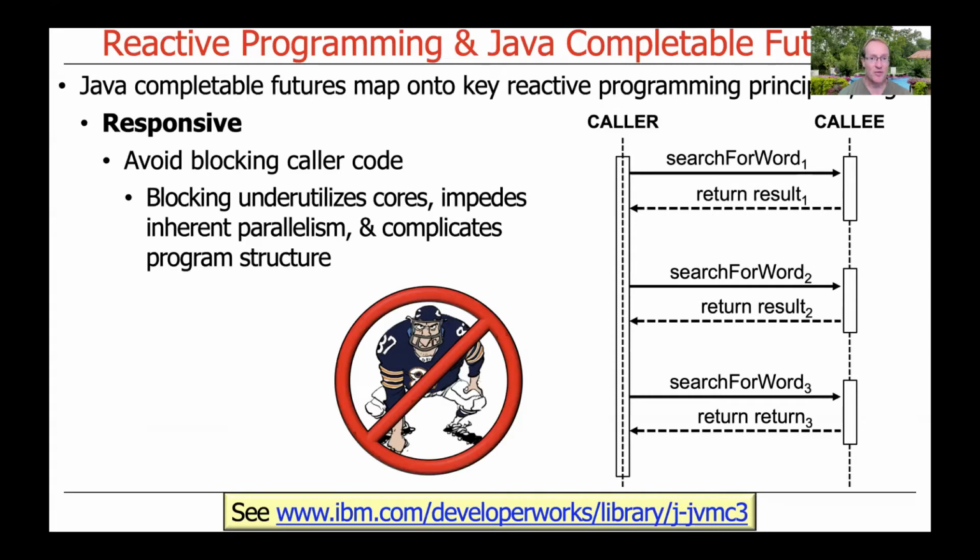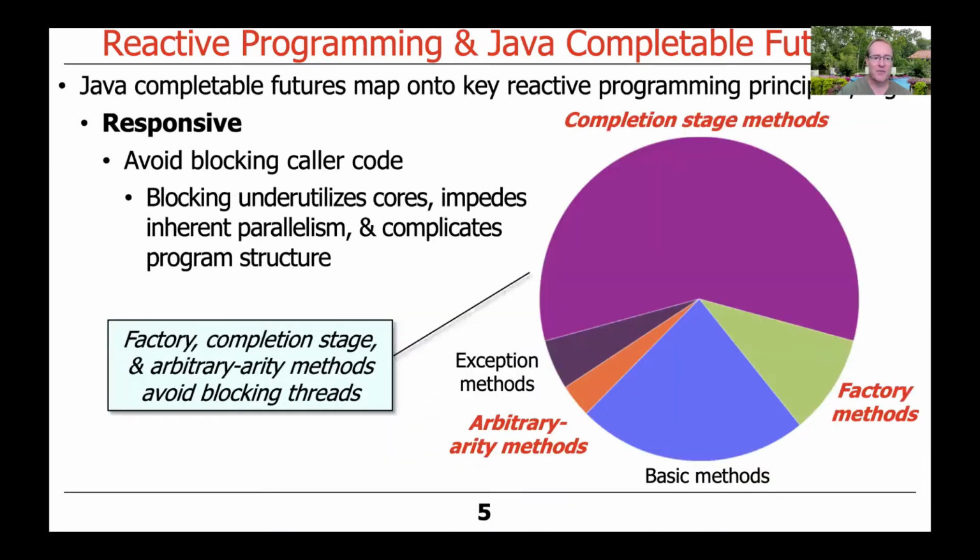If you recall, the first principle we talked about was being responsive, meaning that you don't want to block for any length of time. You don't want to block the calling code because blocking leads to underutilization of the available processor cores. It impedes the inherent parallelism in the system. And of course, it also complicates program structure. So there's lots of bad things that happen with blocking. So this will be non-blocking.